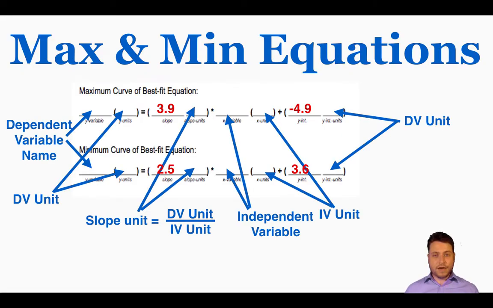Okay, this is everything that you have to fill in. The y variable is just another name for the name of the dependent variable. The units are the units that the DV is measured in. The slope unit is going to be the DV unit over the IV unit, just because slope is rise over run. And on a graph like this, we're measuring the DV on the y-axis and the IV on the x-axis. So the slope units will be the units of DV over the units of IV.